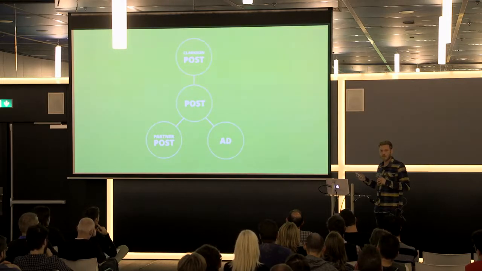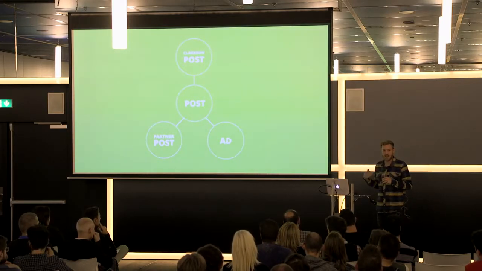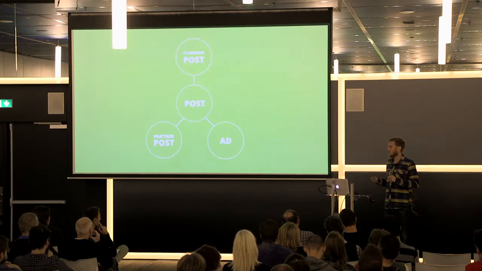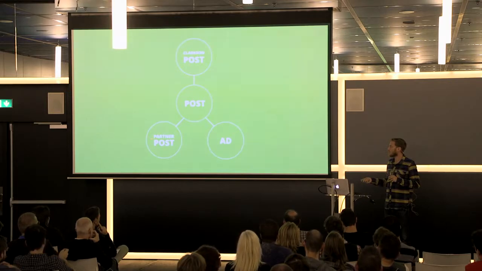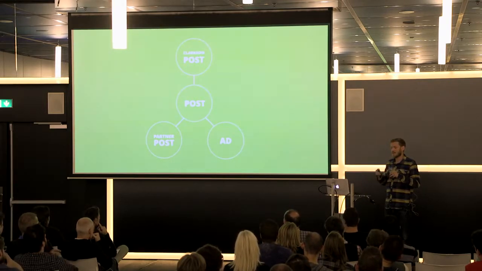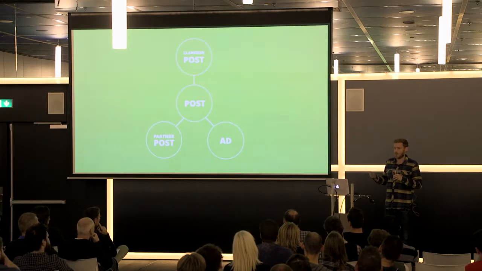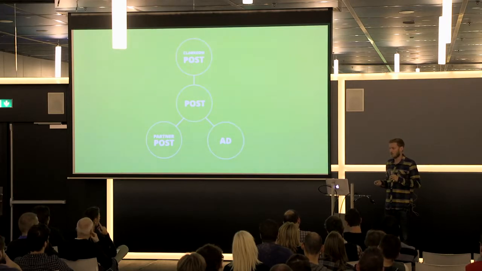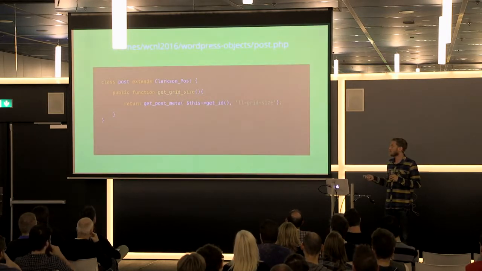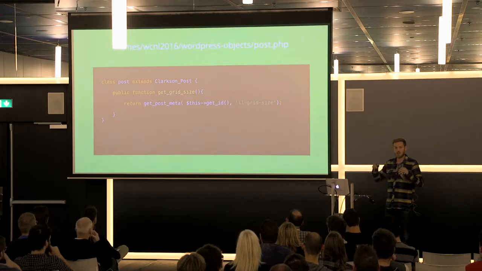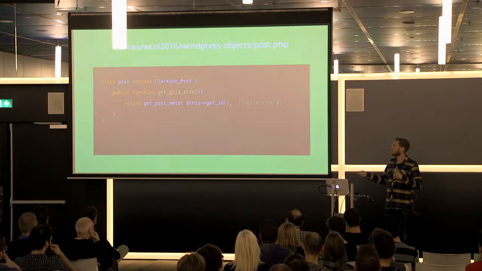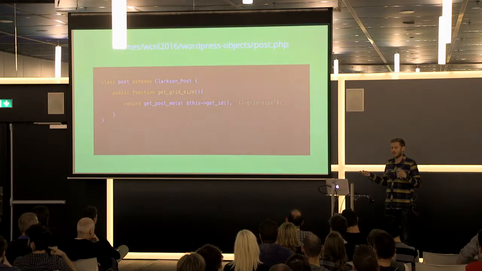Does anybody know why we can't use WP post? It's final. Exactly, it's final. So we needed to create our own class to make it our base class. And each post, a special post and an advertorial, inherit all these, get the permalink, get the title, etc. from this main Clarkson post. It extends the Clarkson post, and we had this 1 by 1 grid size, or 2 by 1. You can just get post metadata, and it's available for everything that will extend it.